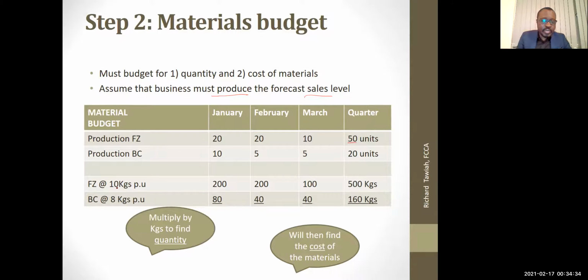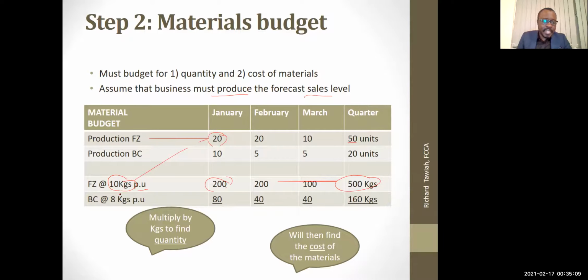Now, we're assuming that we have 10, and we can get it from the data set that we have. So for Flying Z, we need 10 kilograms per unit. In any typical exam question, you'll be given the kilograms per unit and the cost per kilogram. So we're using 10 kilograms. If this is 20 units that we need, how many kilograms do we need? This times this gives us 200 kilograms. Same for February and then March. We sum them up, we get 500 kilograms.